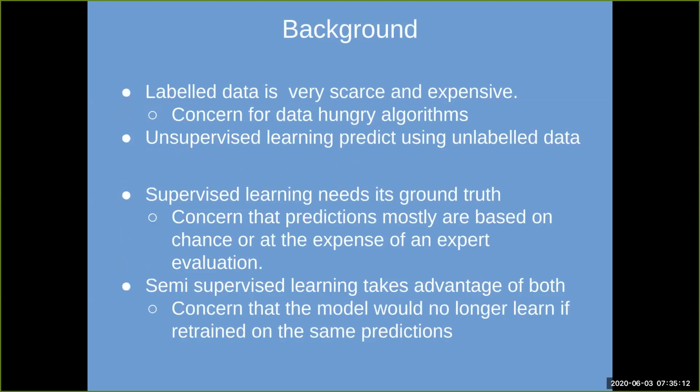We are all aware of the three main classes of machine learning, that is the supervised machine learning, the unsupervised machine learning and the semi-supervised machine learning. While the supervised machine learning needs the ground truth, that is the labeled data, to build a model, the unsupervised machine learning predicts unlabeled data using clustering techniques.